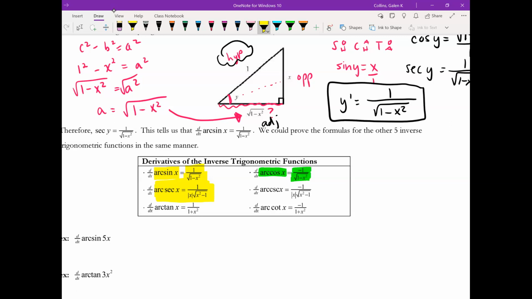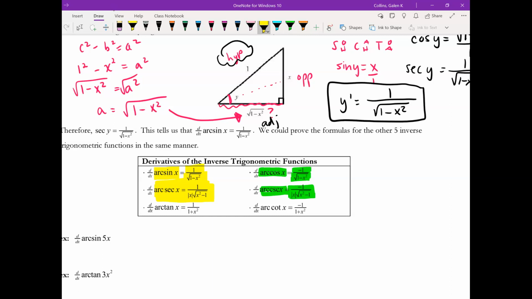And then if we generalize the cosecant, so again, when we take the derivative of the cofunction, it's going to be the same as the function, but negative. So the arc cosecant is going to be the derivative of the arcsecant, but it is negative.